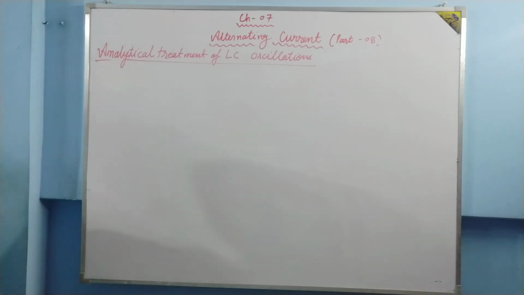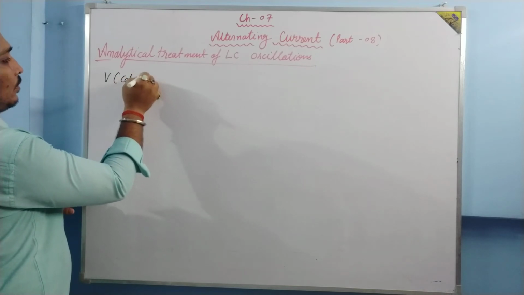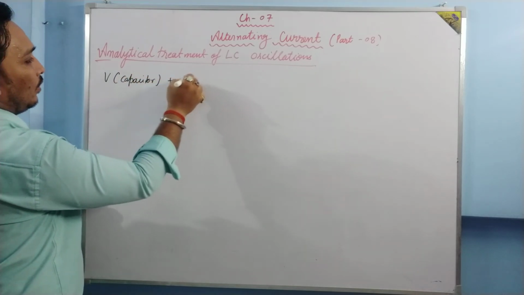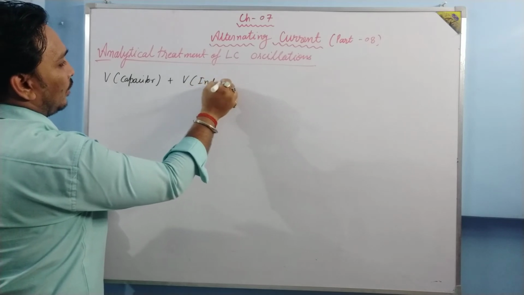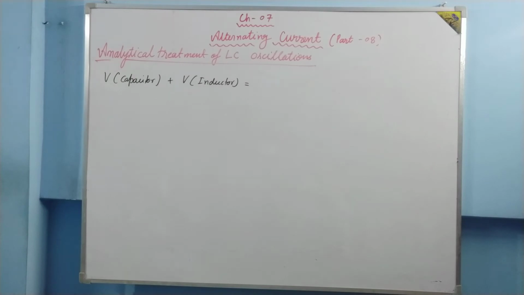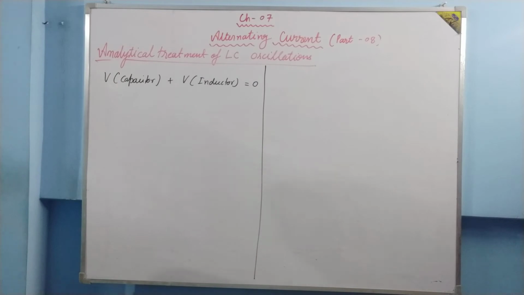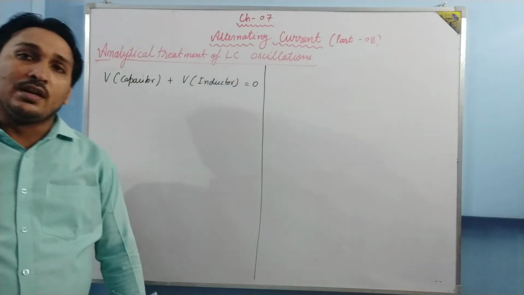In LC oscillation, if you start understanding the voltage, there are two voltages. One voltage across the capacitor and another voltage across the inductor. When we add both of the voltages, the answer must be what? 0. Why am I saying so? Because there is no resistance across which the voltage can drop. So by Kirchhoff's law, at any instant, voltage across capacitor plus voltage across inductor is 0.